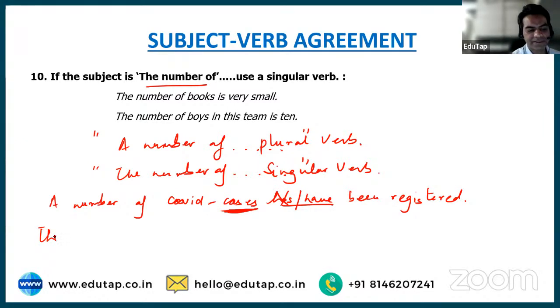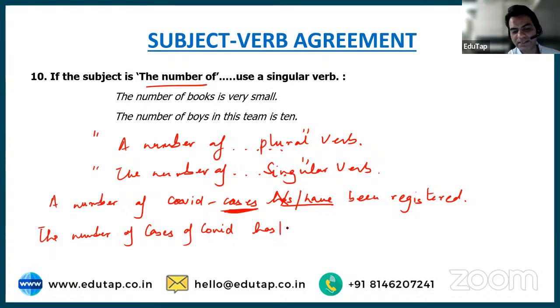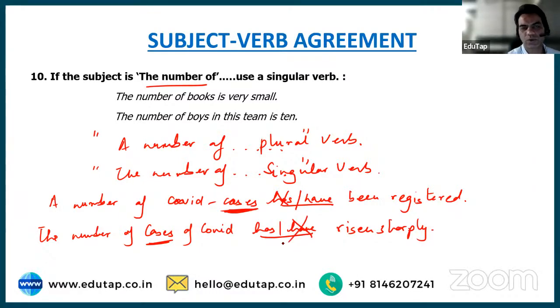But if I had done this, the number of cases of COVID has risen or have risen sharply. Now, guys, what do you say should be used here? Exactly. The number of cases will also be followed by a plural noun, but ironically, the verb will be singular. Shitanshu, got that? Very good, Praveen, Indu, Nikta.